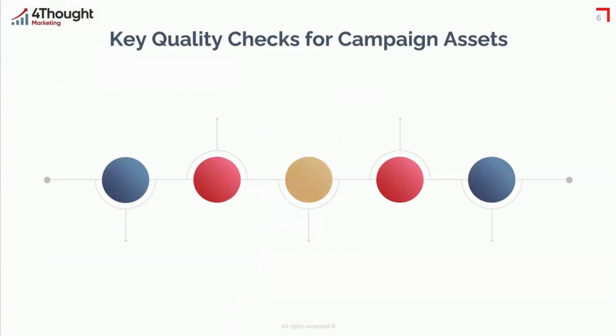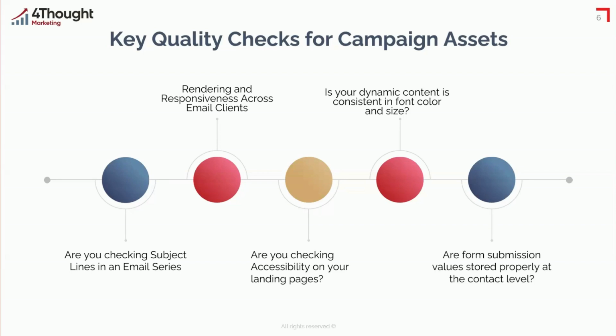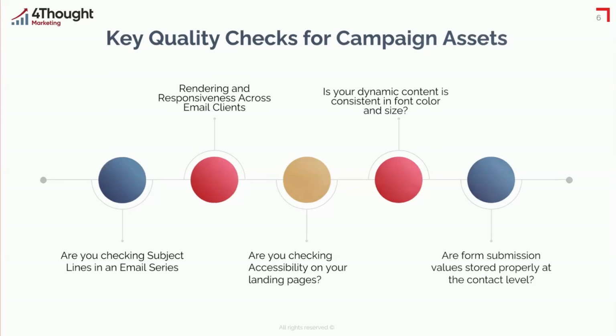So now let's deep dive into key quality checks for campaign assets. We will be covering: are you checking your subject lines in an email series? Are you checking rendering and responsiveness across the email clients? Are you checking accessibility on your landing pages? Is your dynamic content consistent in font color and size? And are your form submission values stored properly at the contact level?